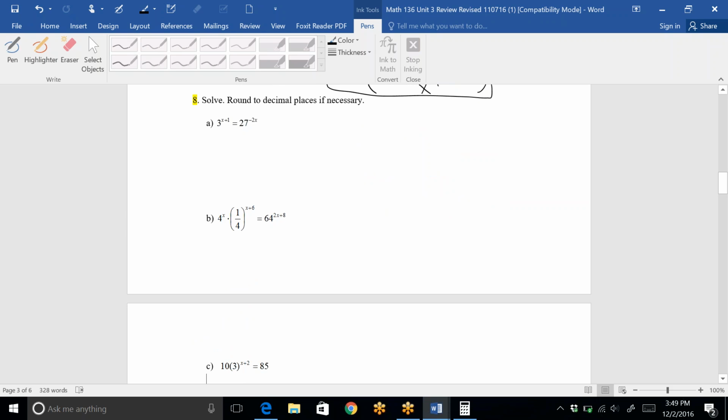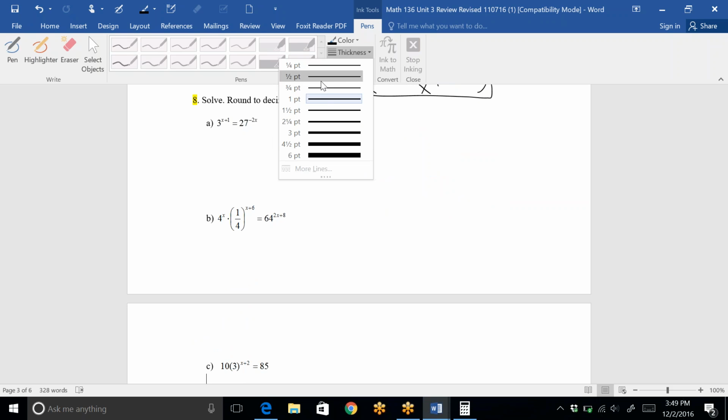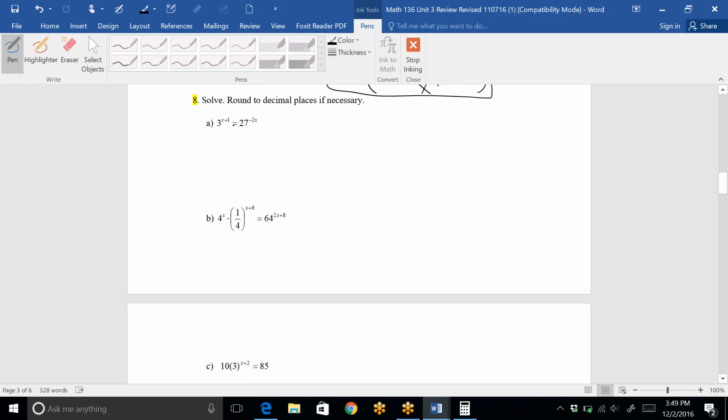For number 8, we have a couple different types of equations to solve. If you can get powers to match, or bases to match, we can set powers equal. So this would be 3 to the x plus 1, and 27 would be rewritten as 3 cubed to the negative 2x. We have two powers on the same base, so we multiply the powers. So that's 3 to the negative 6x.